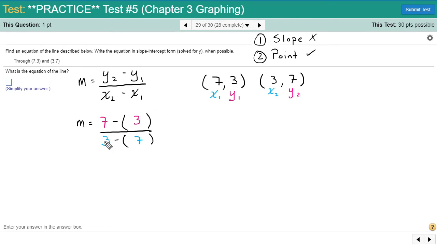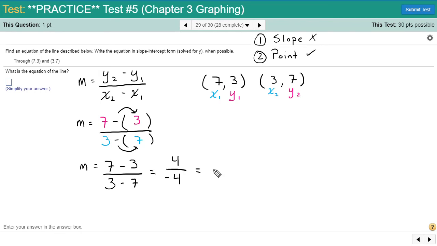All right, so now that we've got everything plugged in, we can go ahead and clean this up. So m, the slope, is equal to, upstairs we have 7 minus 3 over downstairs 3 minus 7. And simplifying our numerator and denominator for the final time, well, 7 minus 3 gives us a positive 4. Downstairs in our denominator, 3 minus 7 gives us negative 4. And of course, we can reduce positive 4 over negative 4.